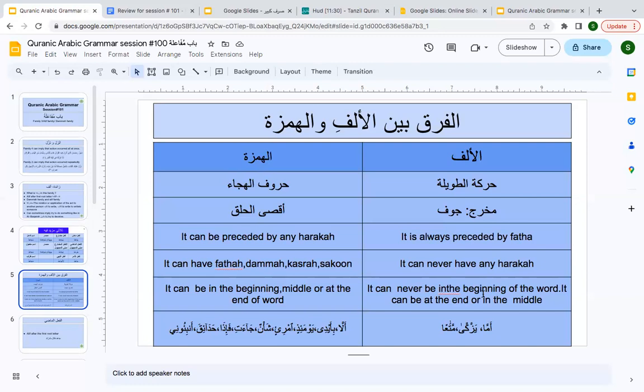Okay, it is called harakatu tawila because it is just a prolonged haraka, just there to prolong the letter on top of which it is standing. Okay, lengthening letter, yes. Then when it comes to al-hamza, there is no such restriction. Hamza can be in the beginning, it can be in the middle, it can be at the end of the word. So let's see how it looks.